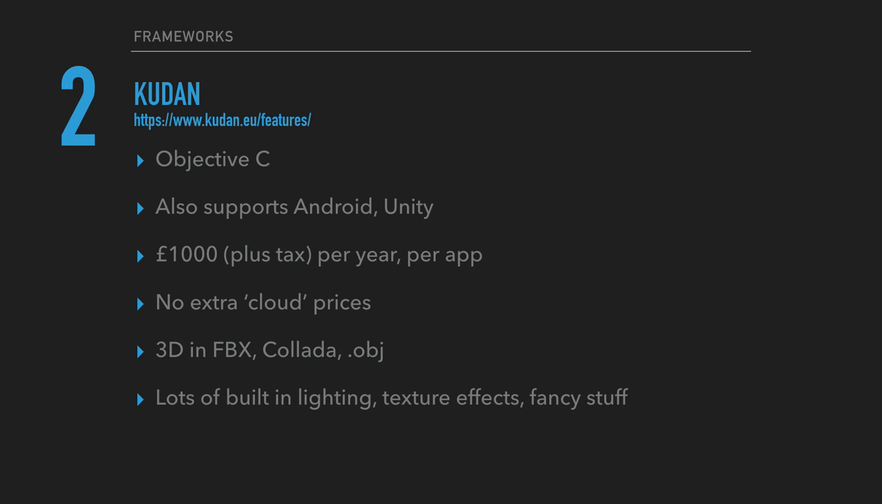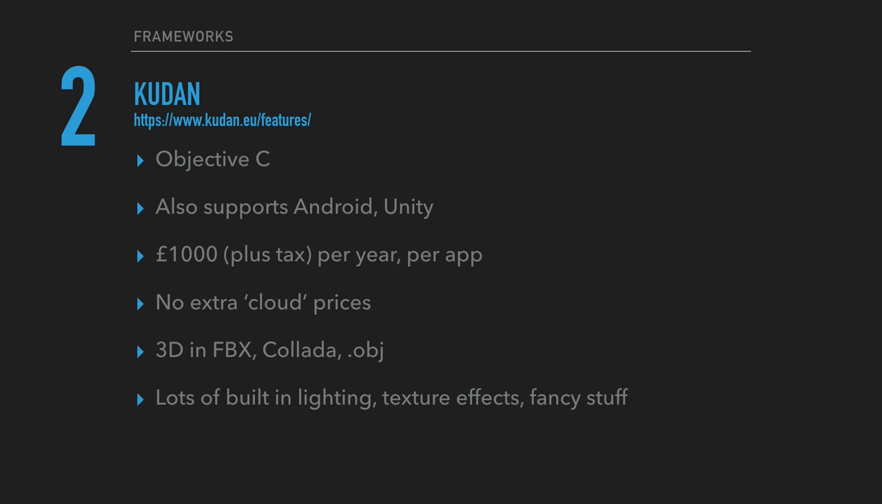Right, so the next one I looked at was called Kudan. I really liked this one. The only thing that I don't like about it is that every time I type Kudan, it autocorrects to Sudan, and that's all I could find wrong with it. Objective-C, Android and Unity, again. It's about the same price. I'm not sure what the conversion rate is there. Anyway, 1,000 UK pounds, but that is per year. If you don't pay, then the augmented reality in your app on the App Store just stops working.